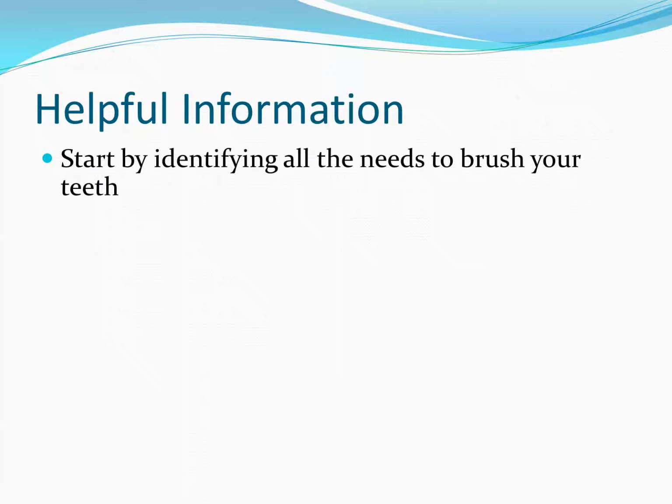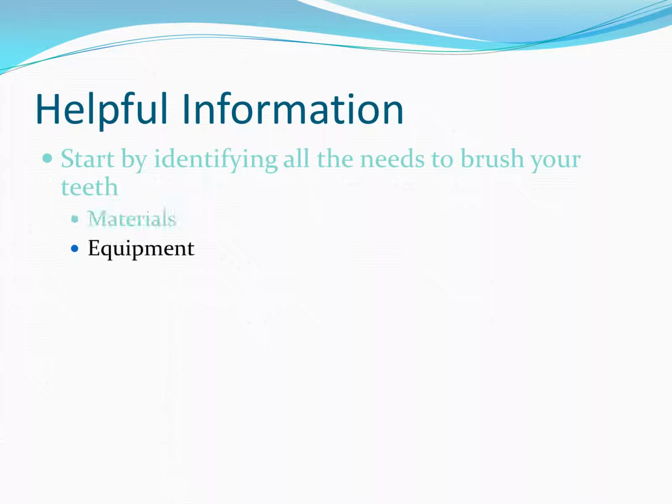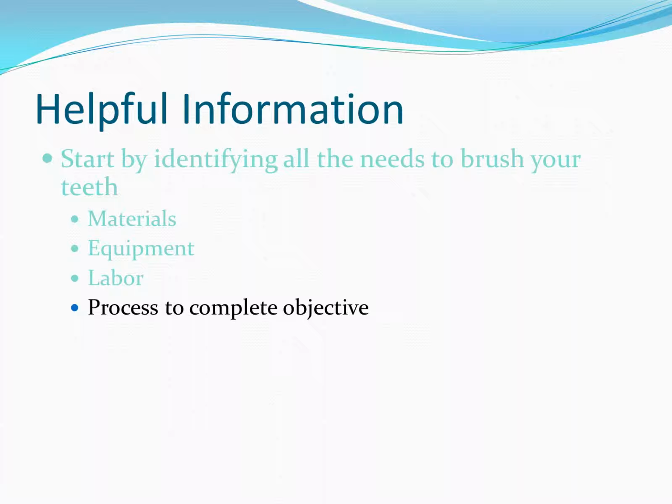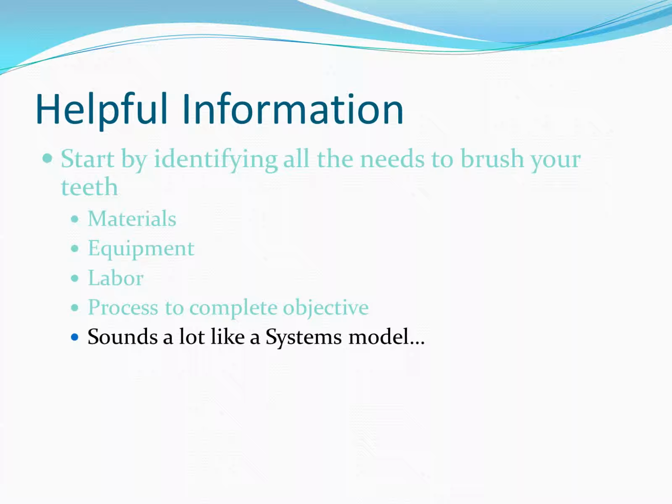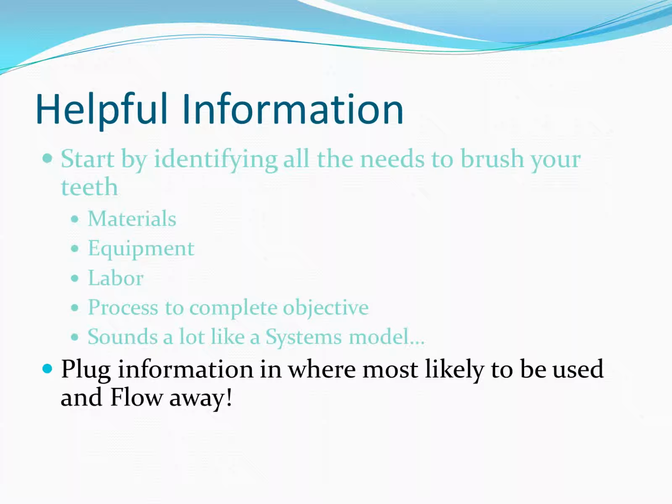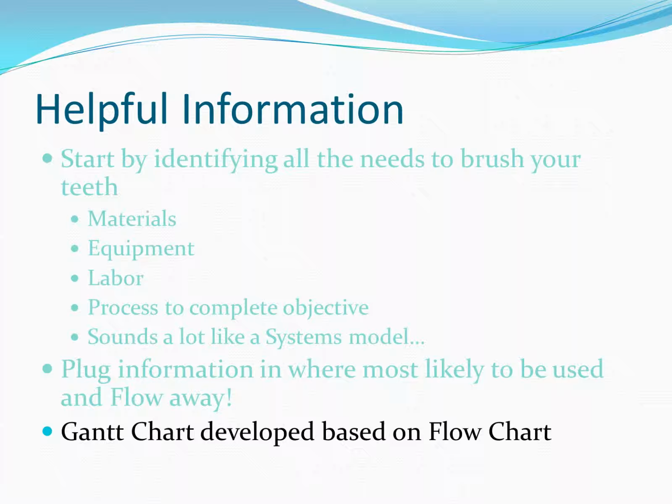All right, so you want to start by identifying the needs to brush your teeth, the materials that you'll need, equipment, labor involved, and then the process to complete your objective of getting your teeth cleaned, of course. And then it sounds like a lot of systems model, but plug in your information where it most likely should be used, and then start charting on your Gantt chart. And I know this is asking a lot for a flow chart, but we're not going to work on that today. So I'm just looking for a Gantt chart of brushing your teeth.